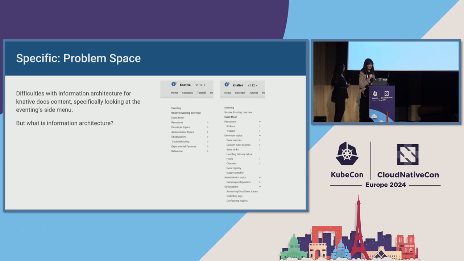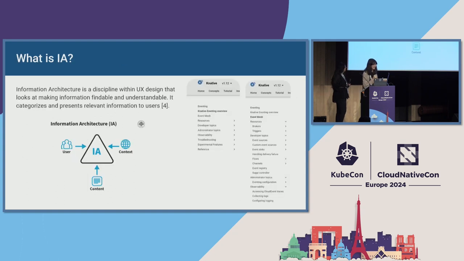Okay, so this is actually a difficulty with information architecture. Over here, you can see towards the left column, there's the unexpanded version of the submenu, and then to the right, there's the expanded version. There's a lot of categories underneath this and a lot to go through. And so we want to figure out how to structure this information.